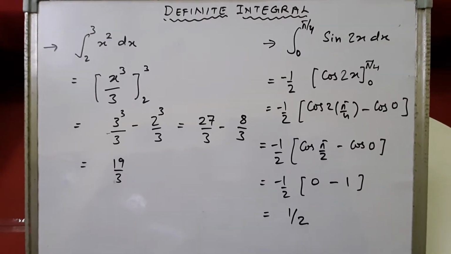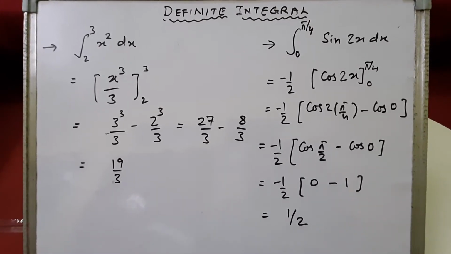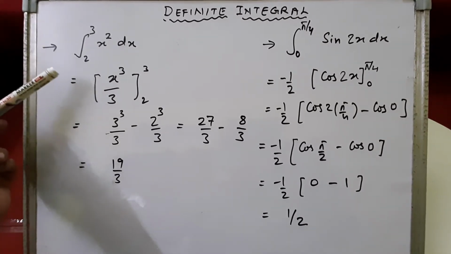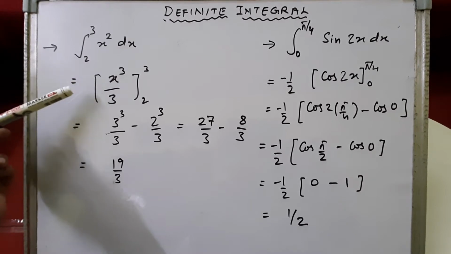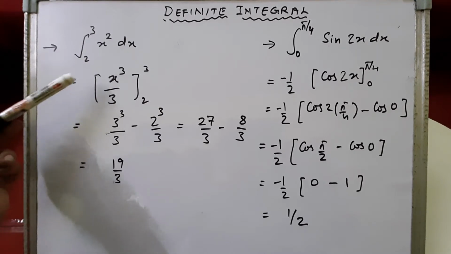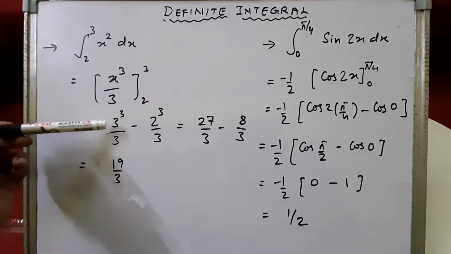Okay children, let's see a few sums so that we can understand how to find the value of the definite integral. Suppose we are given the integration of x square dx, and the lower limit is 2, upper limit is 3. So the integration of x square is x cube by 3, right? With lower limit 2 and upper limit 3. We'll put the antiderivative at the upper limit minus the antiderivative at the lower limit. That will be the area between this curve x square and the x-axis.